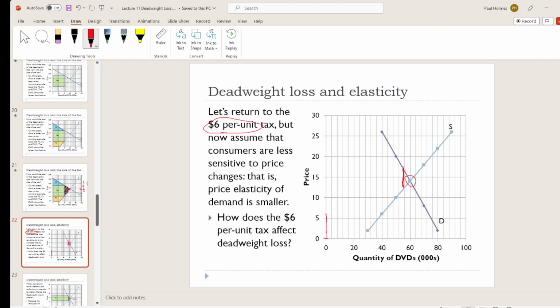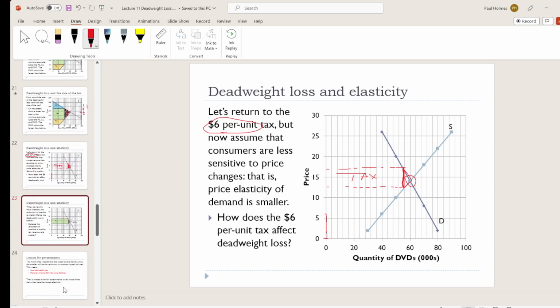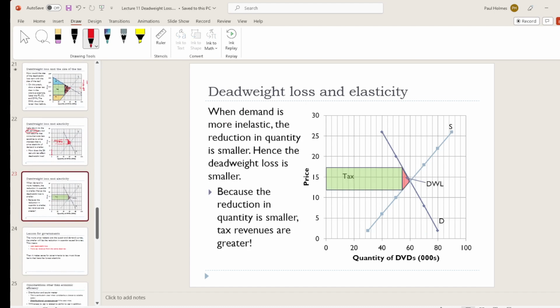And so then where that's hit the demand curve, you can trace across. There's the price the buyers pay. Trace across from where it hits the supply curve. There's the price the sellers receive. And there's our tax revenue in there. And we've got this guy here. This little triangle that's missing is our deadweight loss. So there it is on a nicer picture.